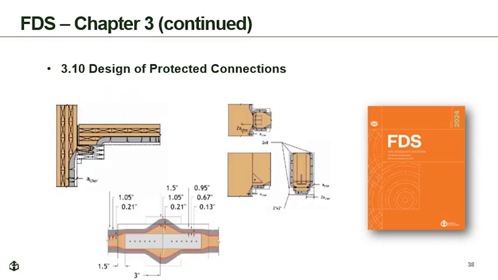And importantly, Section 3.10 of the FDS provides specific requirements for design of fire protection of connections. We're going to revisit these FDS provisions from Section 3.10 in the last segment of our presentation today, which deals exclusively with the topic of connection fire protection.